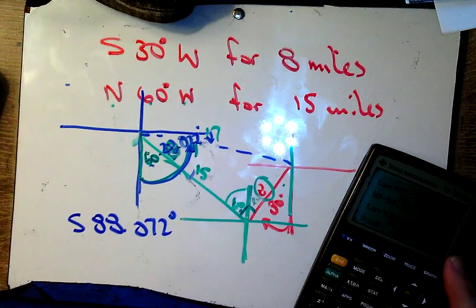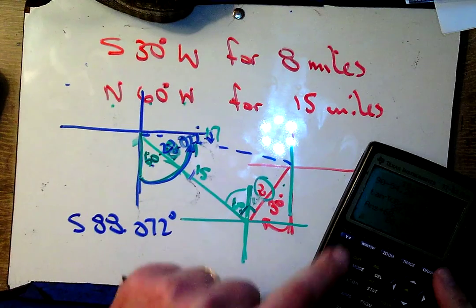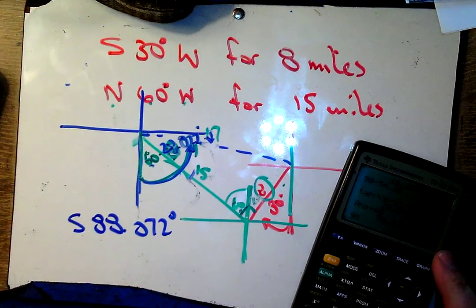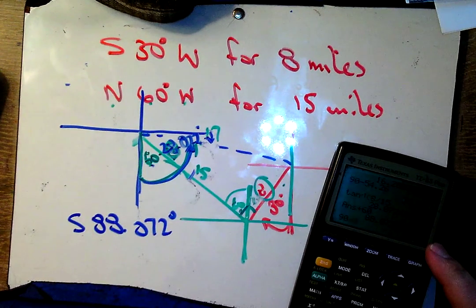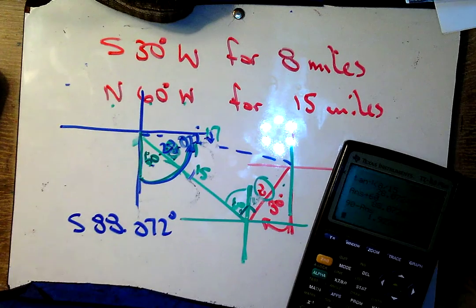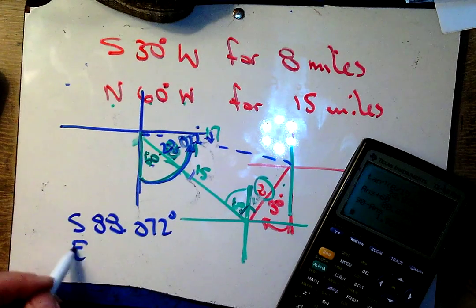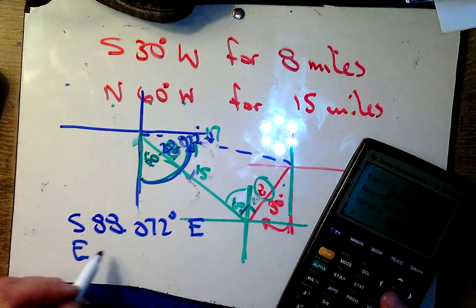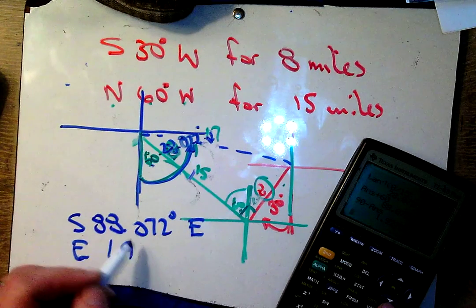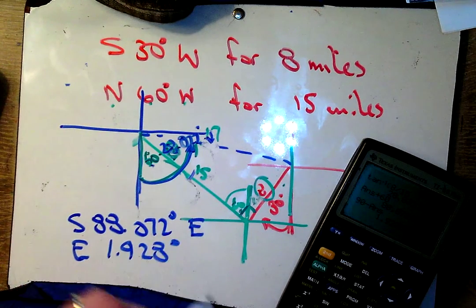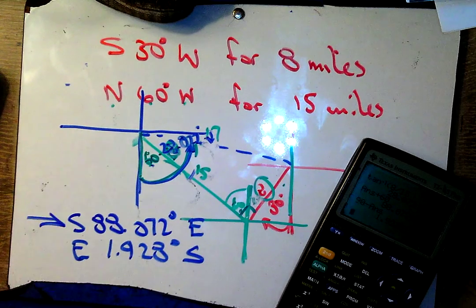Second answer plus 60, and 90 minus that answer. Or I could say east 1.928 degrees south. Most people will do this.